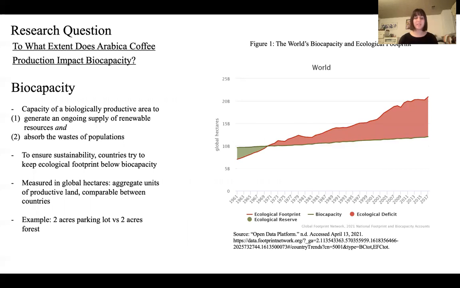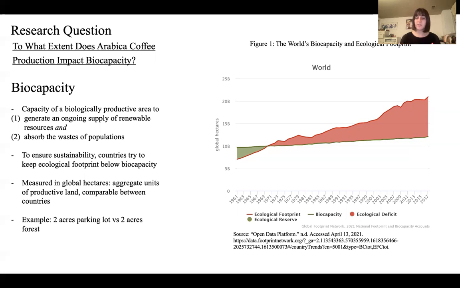So I'm focusing specifically on biocapacity. As you can see on the graph on the right, the ecological footprint is this ever increasing red line, whereas biocapacity is that pretty steady green line. So the ecological footprint we might be more familiar with. This is generally what we're demanding of a current area of land at a specific point in time. Biocapacity, however, is an abbreviation for biological capacity, or how fast an area of land is able to regenerate certain resources and is able to absorb waste.